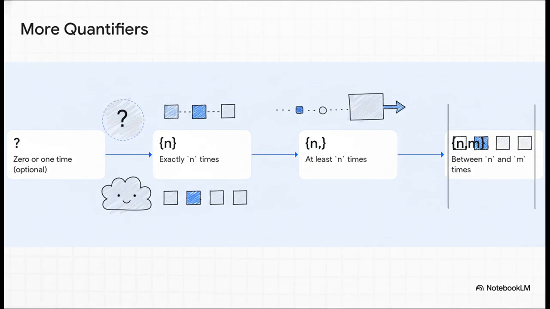And believe it or not, you can get even more specific. A question mark means zero or one time, which is perfect for optional letters, like the u in color versus colour. And for ultimate precision, you've got curly braces. You can specify an exact number, a minimum number, or even a specific range. The control you have is incredible.